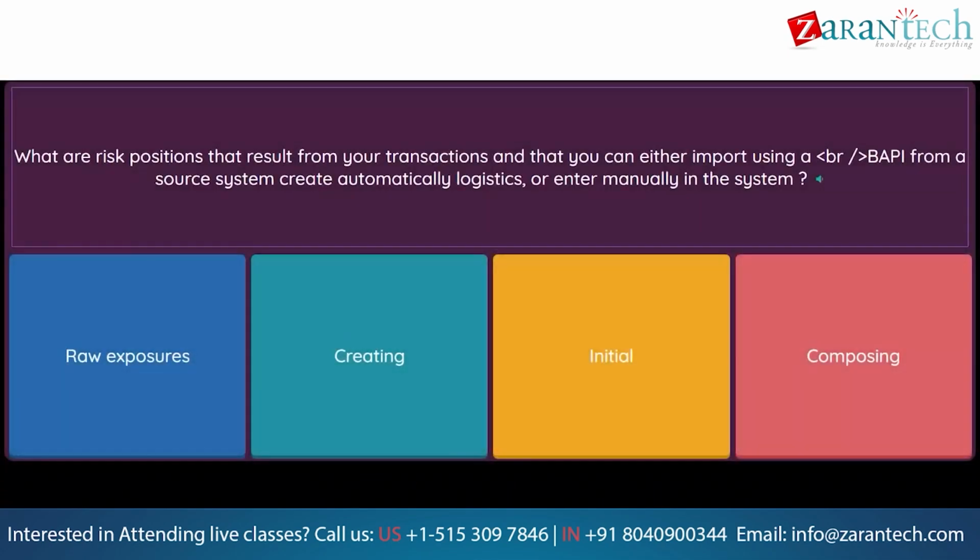Question, what are risk positions that result from your transactions and that you can either import using a BAPI from a source system, create automatically from logistics, or enter manually in the system? Option 1, raw exposures. Option 2, creating. Option 3, initial. Option 4, composing.